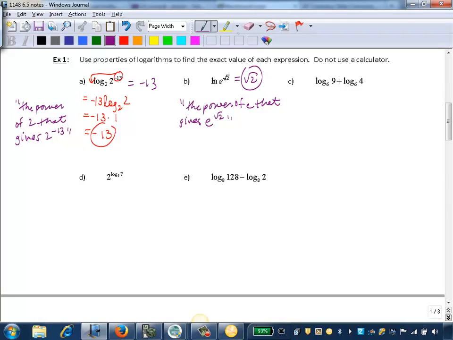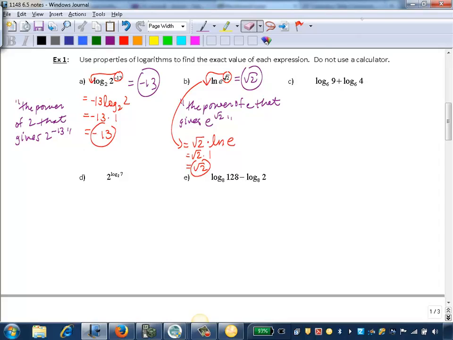But again, different ways to look at it. Another way is if we again move this exponent out into the front and multiply. This would give us square root of 2 times the natural log of e. Well, the natural log of e, the power of e that gives us e, is just 1. So this is just the square root of 2 times 1, which is the square root of 2. Again, same answer either way. Both of these ways are useful, and it's just going to depend on the problem and which properties you're more comfortable with.